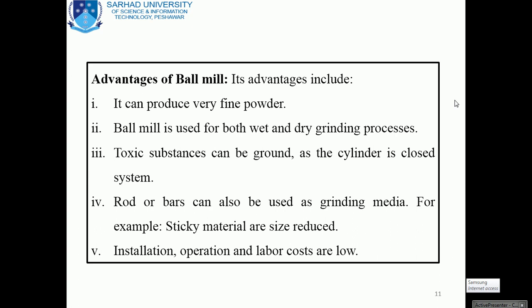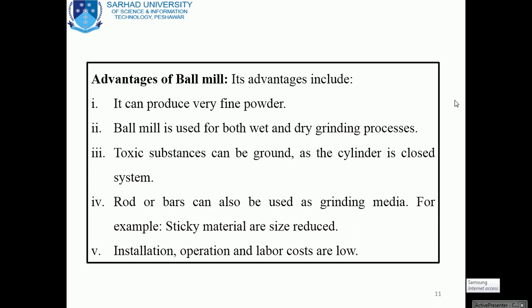The fourth advantage is that rods or bars can also be used as grinding medium. In some cases rods or bars are used. For example, the particle size of sticky material is reduced by using rods or bars, because sticky material will stick to the balls and the processing of the material will be difficult. Hence rods or bars can also be used as grinding media.